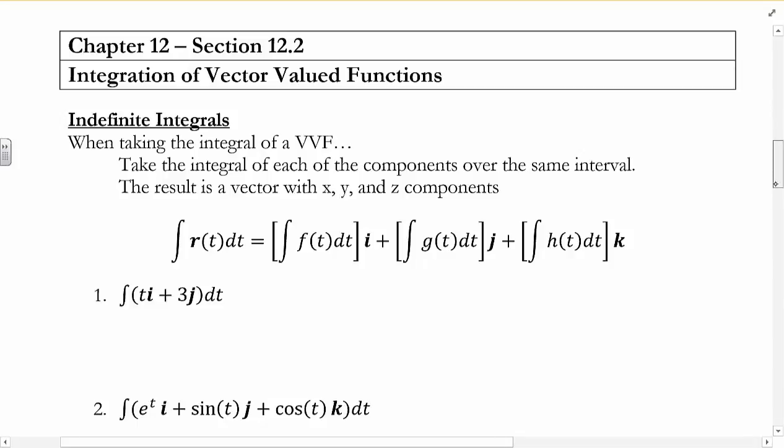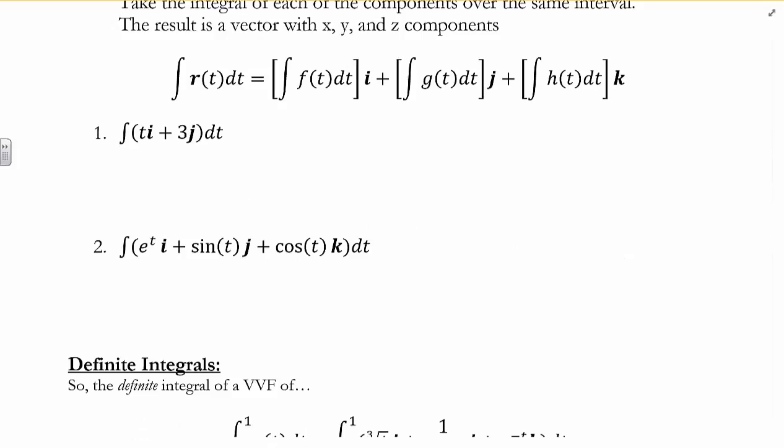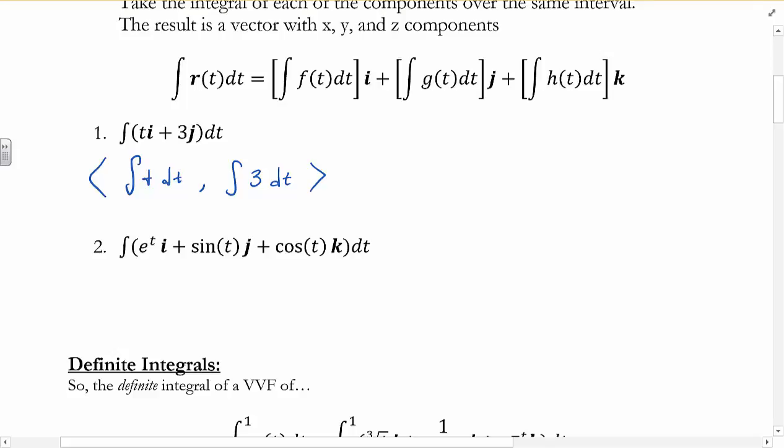It looks like this. If I take the integral of t i plus 3 j dt, I'm really taking the integral of t dt, comma, the integral of 3 dt, and I'm just doing it basically within a vector. So the antiderivative of t, if you have a, we'll call it power function, t raised to a power, to take the antiderivative, you add 1 to the power, divide by the new power, and since this is an indefinite integral, you add a plus c.